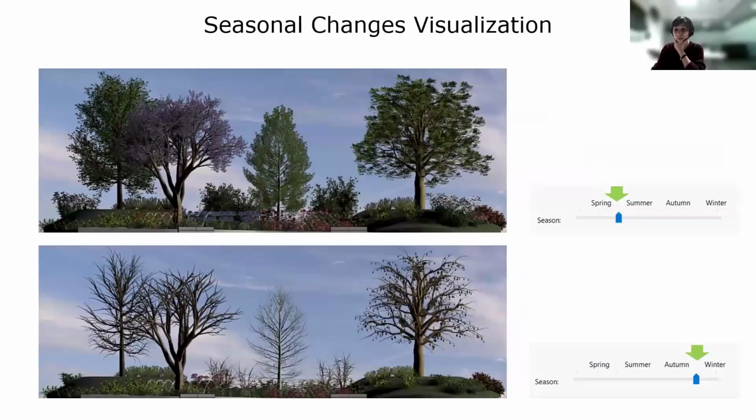So this is for example, the spring, and we shift it to the winter to see how would be the landscape during the winter.